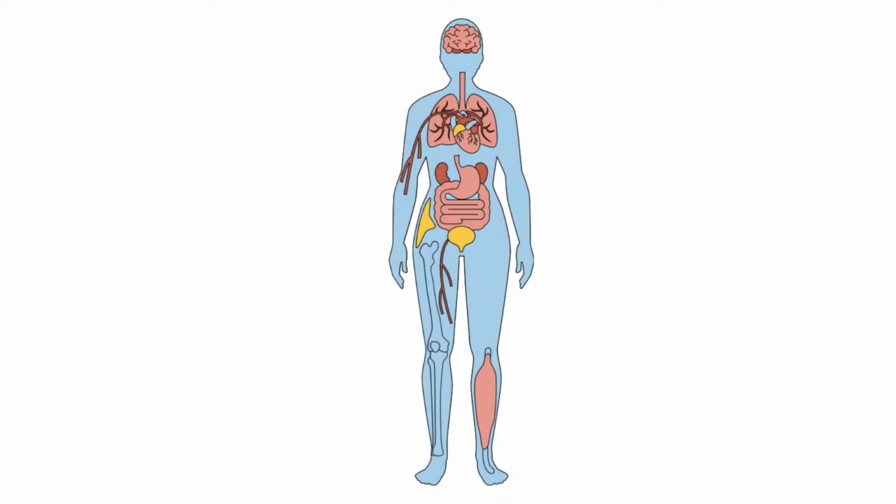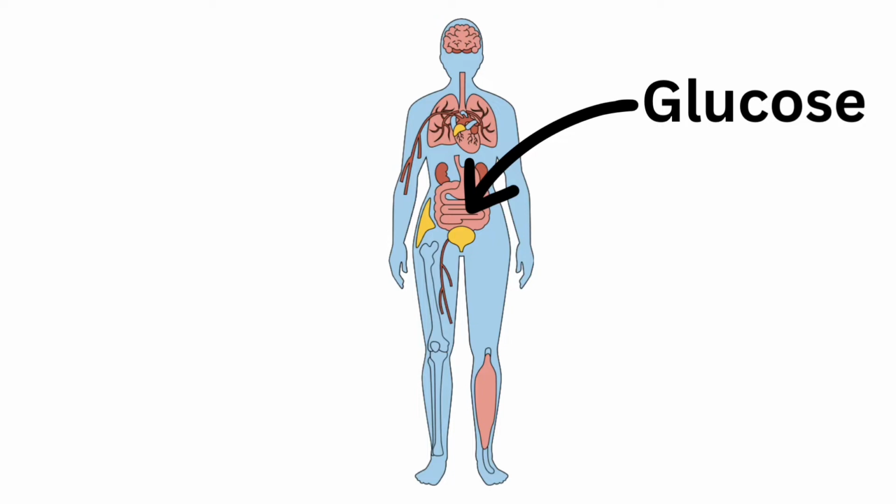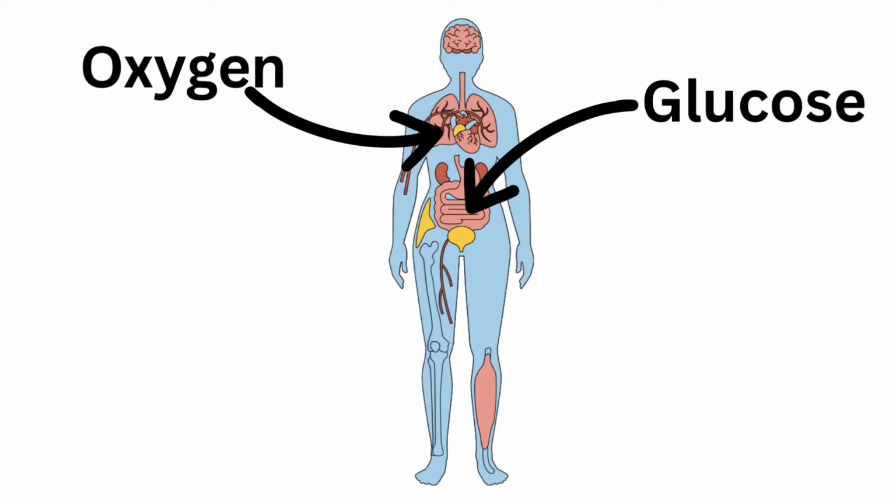Let's think about how your body gets the chemicals it needs to carry out respiration. Your body can get glucose by breaking down carbohydrates in the food that you eat. The glucose that's released in this process can be found in the small intestine. Oxygen enters the body when we breathe in. Oxygen can be found in the lungs.